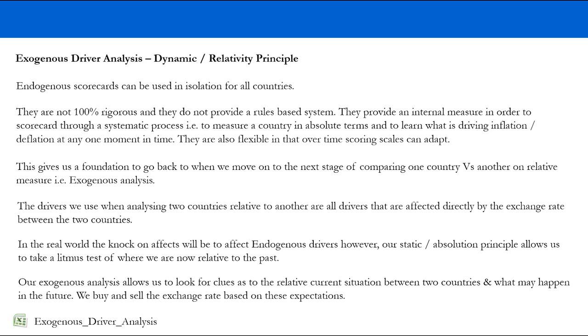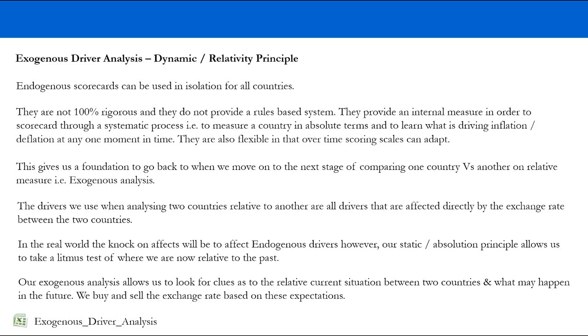Now this gives us a great foundation to go back to when we move on to the next stage of comparing one country versus another on a relative measure. So this is actually the exogenous analysis.